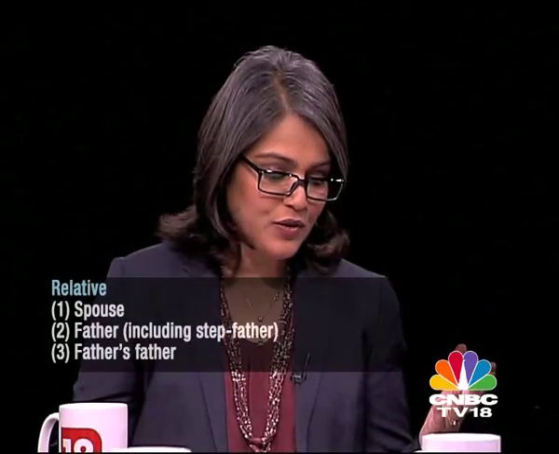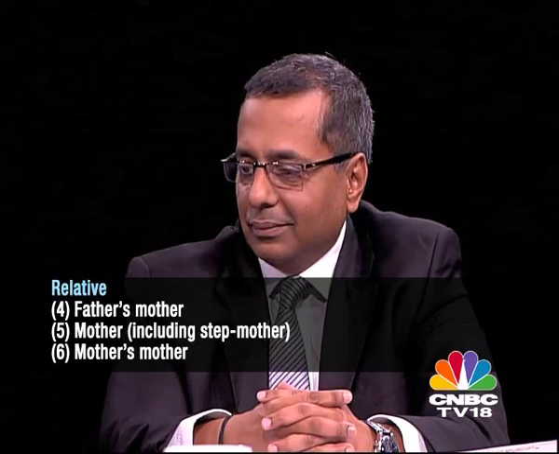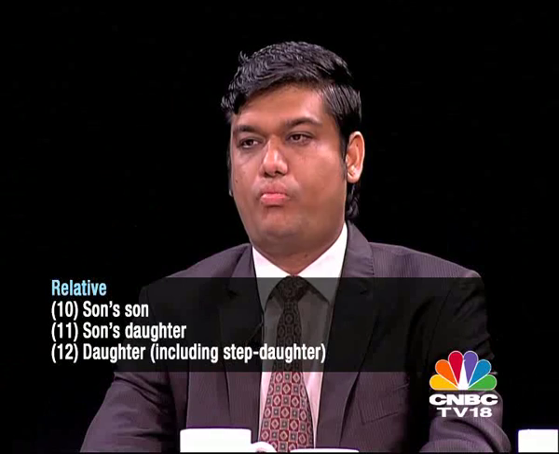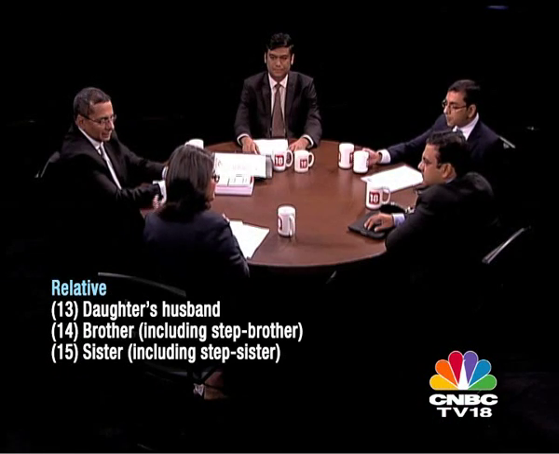I thought the list was fairly close. It says spouse, father, father's parents, mother, mother's parents, children, sons' children, not daughters' children, and brother, including stepbrother. I don't know. Do all of you agree with what Narayan is saying, that this list is not good enough, that it casts too wide a net?